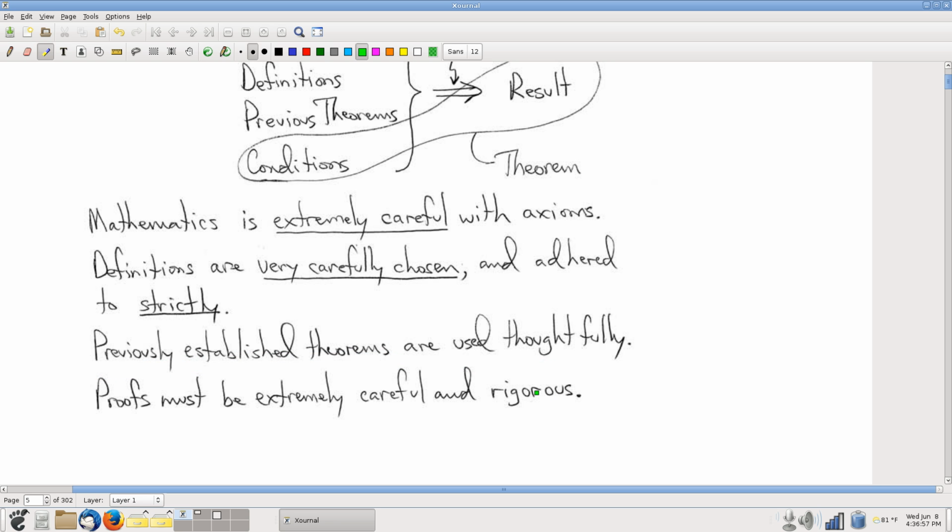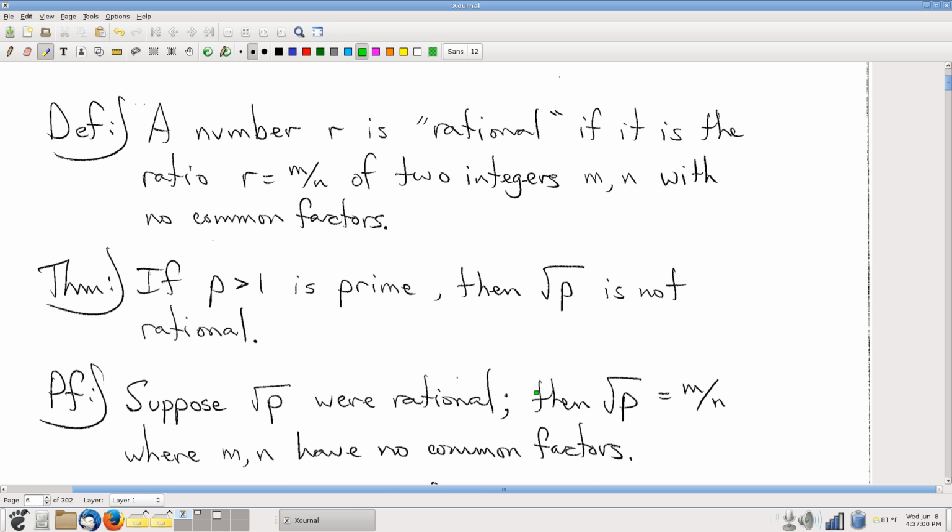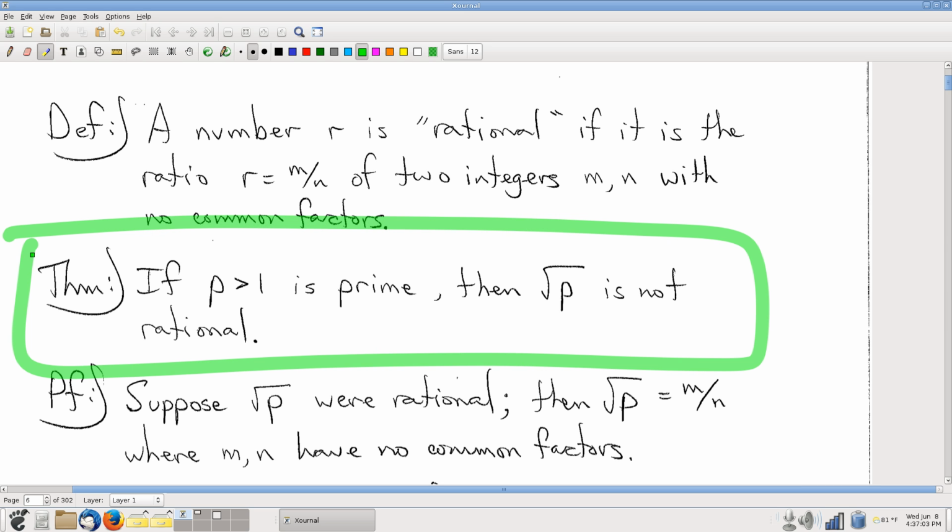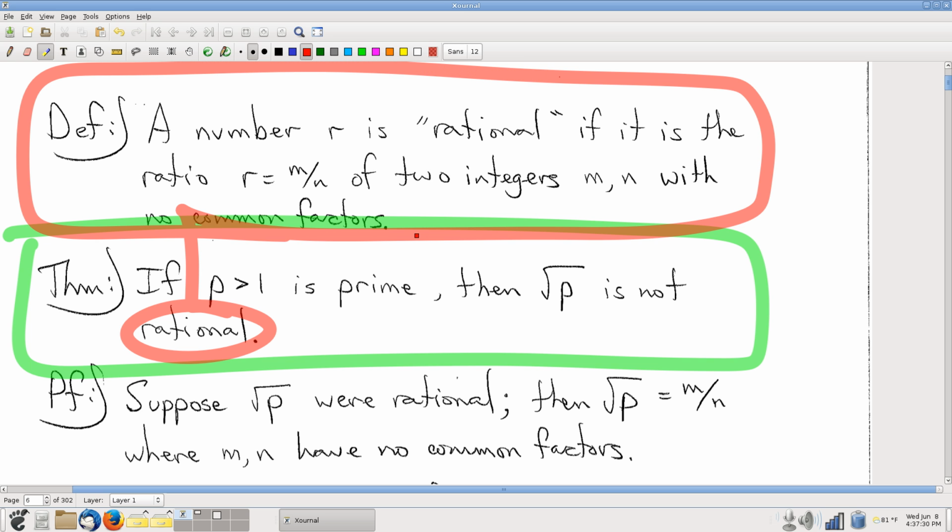So let me show you an example of a theorem. Here we go. So here's a theorem. If you have a prime number greater than 1, then the square root of that is not rational. So this is a theorem. All right, now in order to prove this theorem, I have to be clear about, wait a minute, what does this word rational mean? So you'll notice up here I have a definition of rational. The number is rational if it's the ratio of two integers with no common factors.